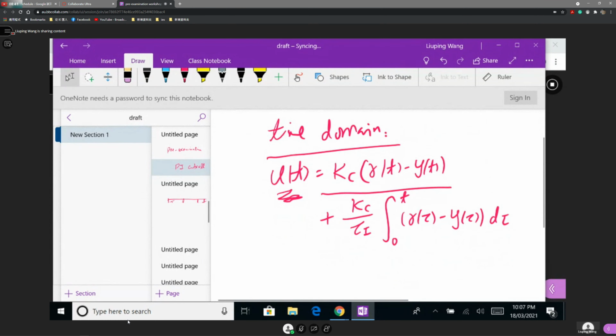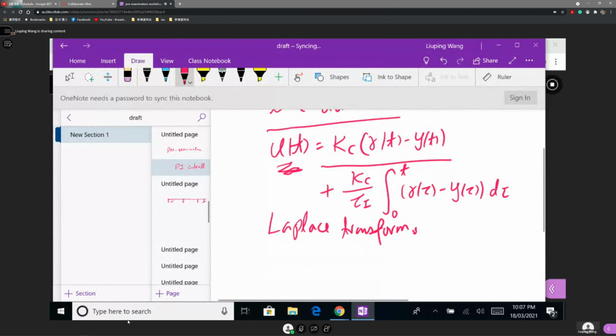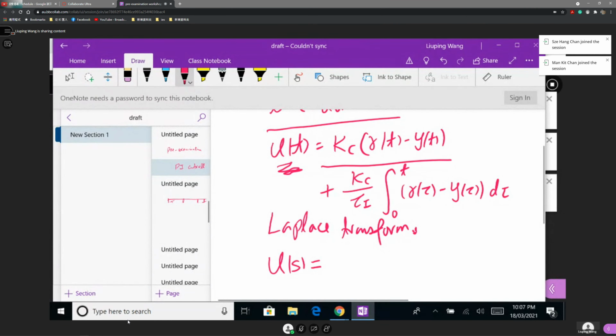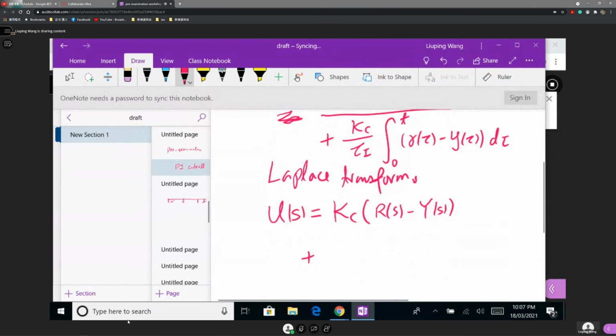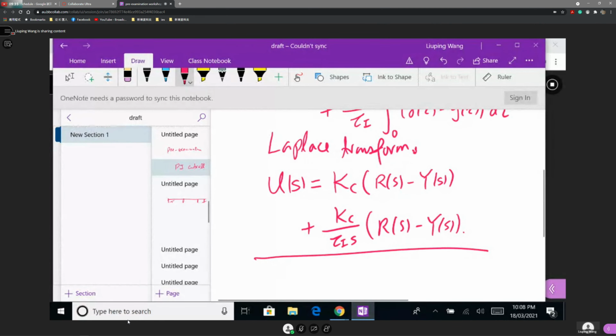In the Laplace transform, what I have is u of s, the control signal, which is equal to kc times R of s minus y of s, plus kc over tau I s times R of s minus y of s. So that's in the Laplace transform.